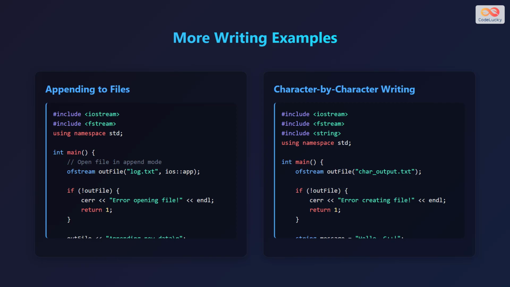To append to a file, open it in append mode using ios::app. This ensures that new data is added to the end of the file without overwriting existing content. For character by character writing, use the put function in a loop to write each character individually. This method is useful for fine-grained control over the output format.